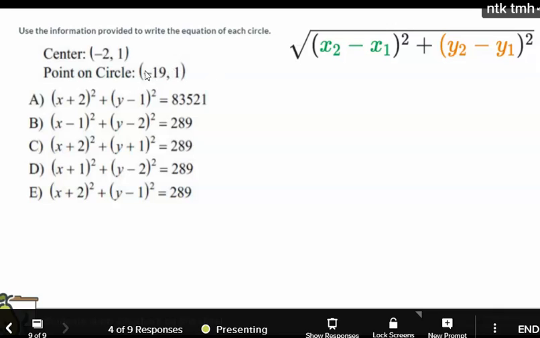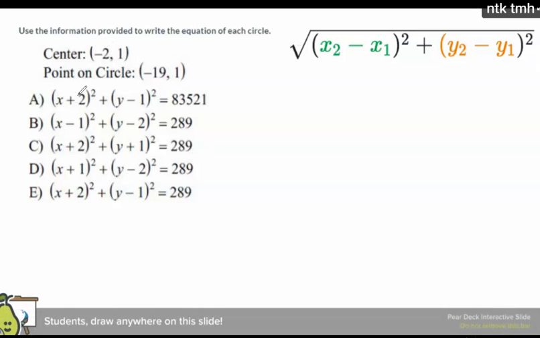I'll give you guys a second to work on that. Remember, your center is this. When working these problems, you can automatically look and say, okay, it's going to be a +2 and a -1. So we know for sure it can't be this one or this one. We can automatically cross out B and D. So we really just have A, C, and E that we're looking at.